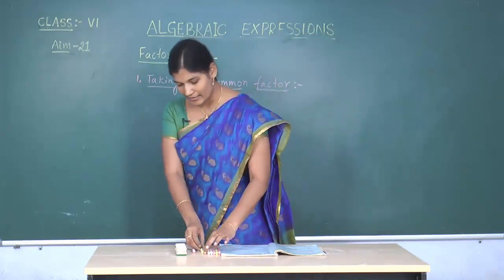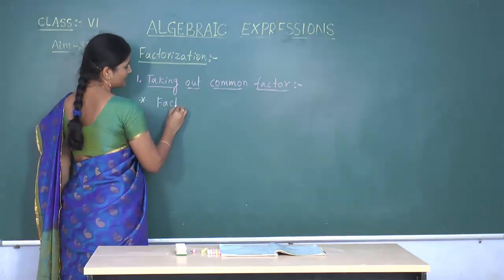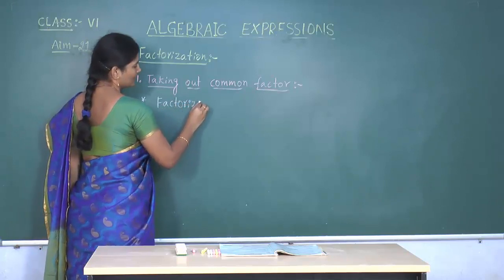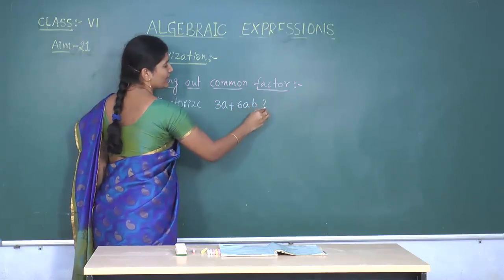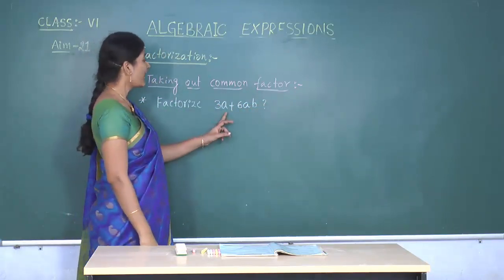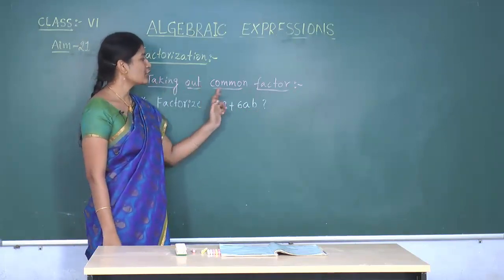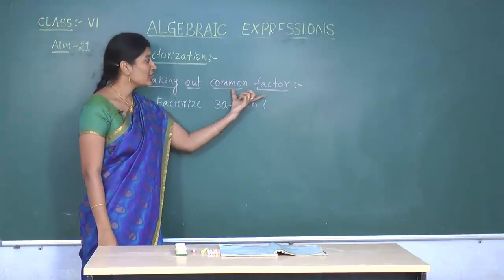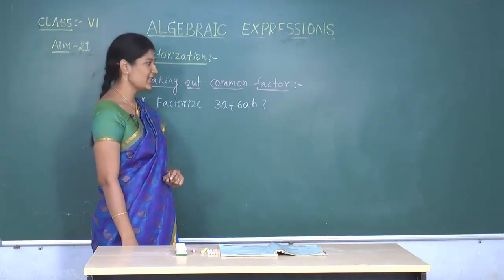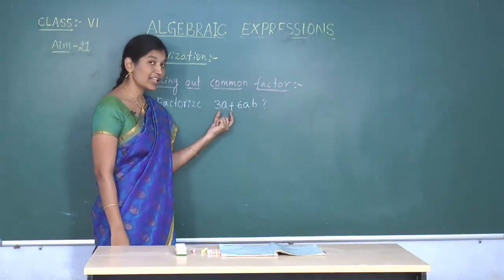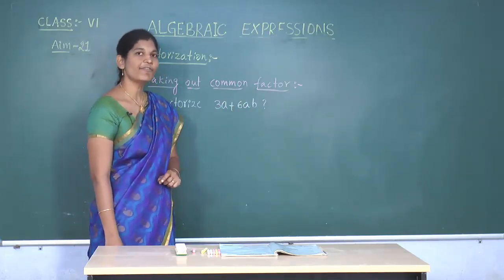Here is a question: factorize (3a plus 6ab). How do we factorize this algebraic expression? In this method we are going to take out a common factor. To get the common factor, the first step is to find the HCF of each term.